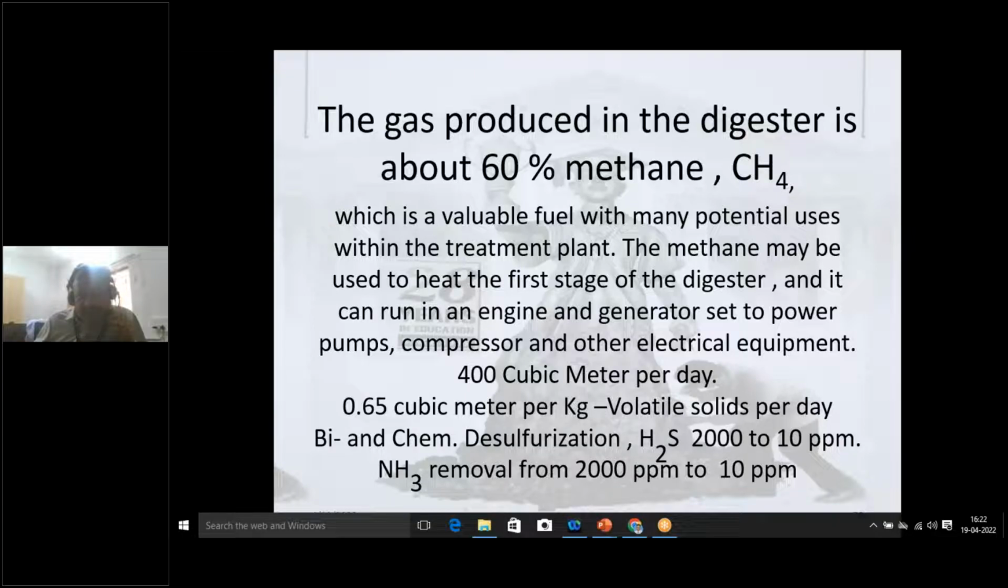400 cubic meters per day and 0.65 cubic meter per kg of volatile solids per day. Biological, biochemical, and chemical desulfurization takes H2S from 2000 ppm to 10 ppm. NH3 removal is from 2000 ppm to 10 ppm. So absolutely the gas is now converted into 100% methane. The cetane number is 5.